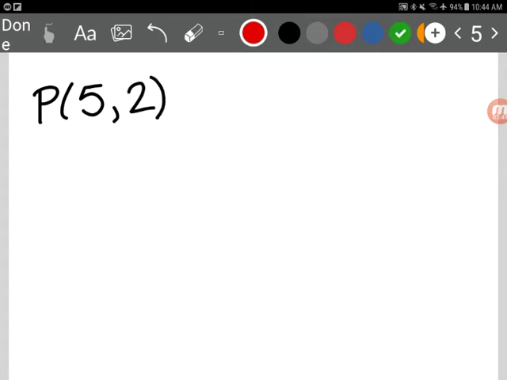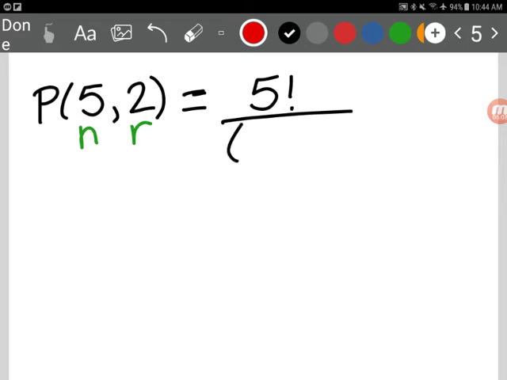So we know that N is my 5 and R is my 2. So that first number is going to be your N. That second number is going to be your R. Going back to the formula, the formula has N factorial. So we're going to say 5 factorial divided by N again minus my R factorial.